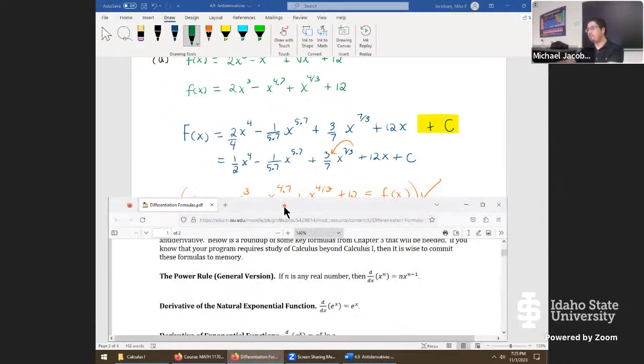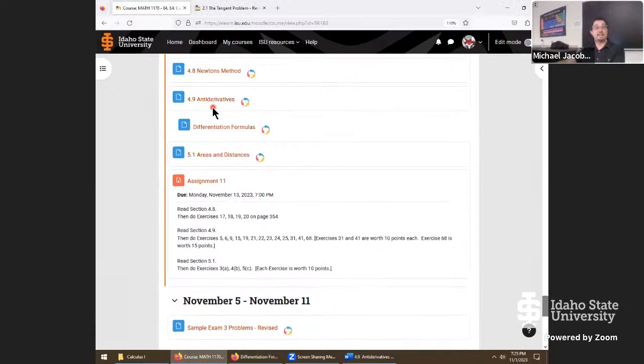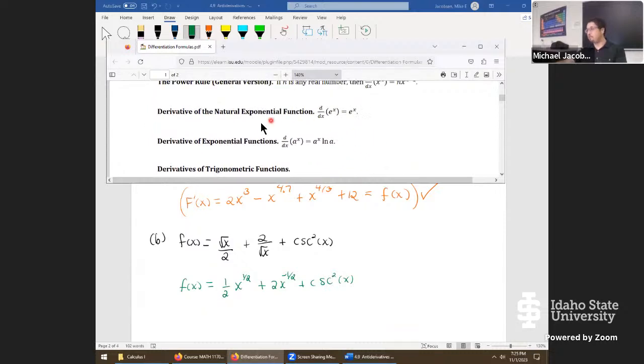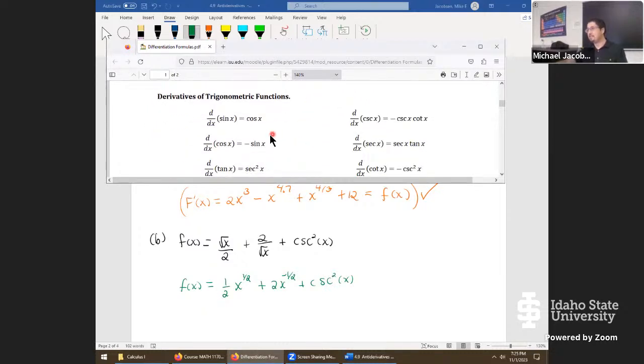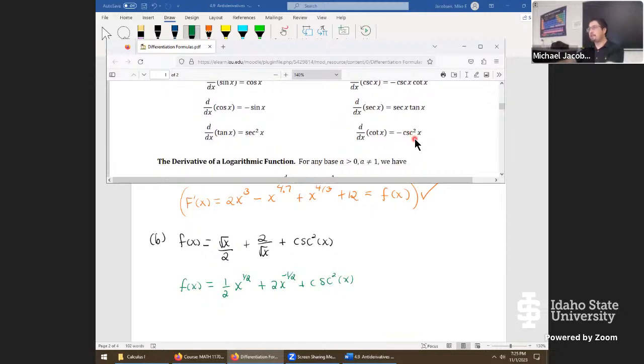Go to your differentiation formulas document. Again, this is right on Moodle, right under the 4.9 notes. And we're just looking for information we need for this problem. We've got natural exponents, we've got exponential functions, but we need the trig table, and we need, let's see, cosecant squared appears right here.